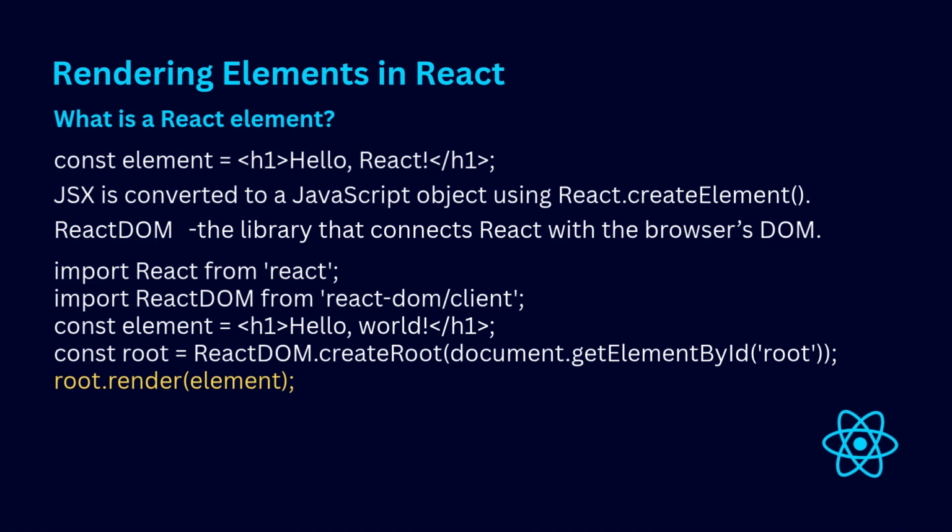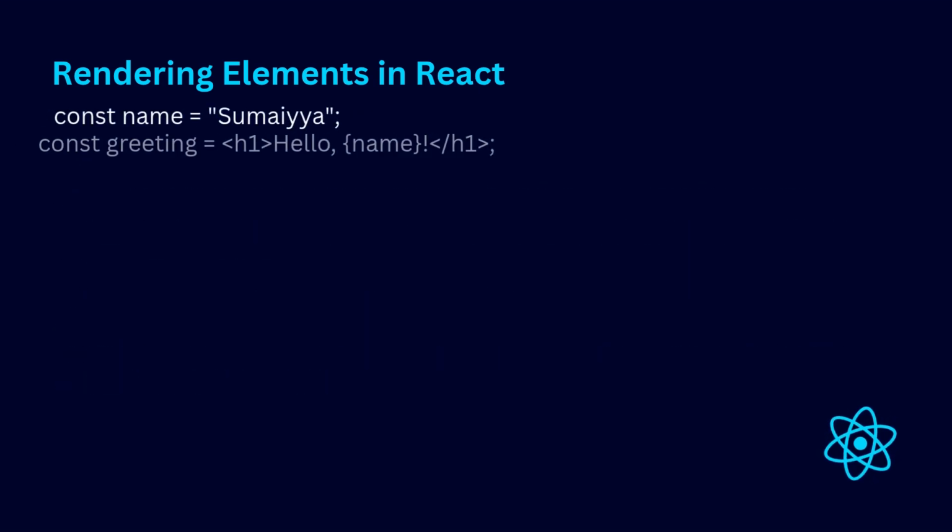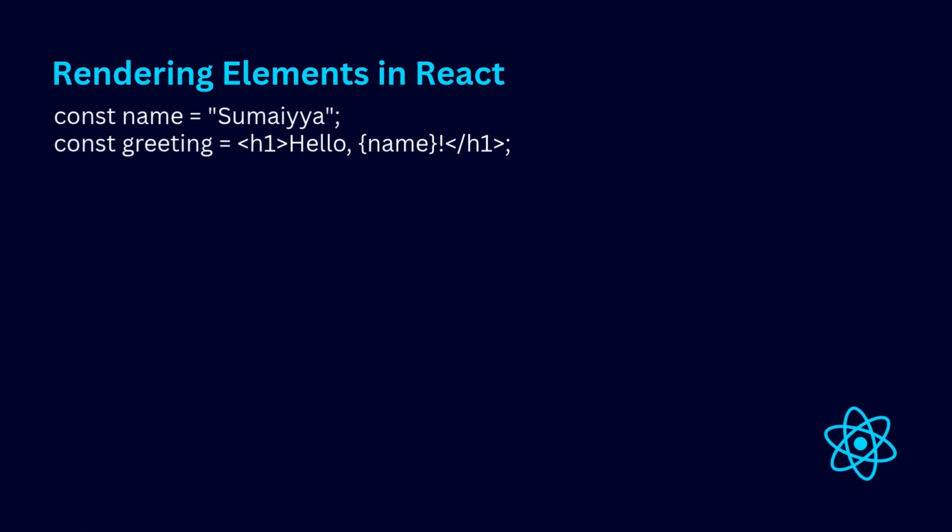Let's try something dynamic. What if we wanted to display a personalized greeting? const name = 'Sumaya'. const greeting = <h1>Hello, {name}</h1>. root.render(greeting). By using curly braces, you can embed variables, expressions, and even function calls inside JSX. React evaluates them before rendering the final result.